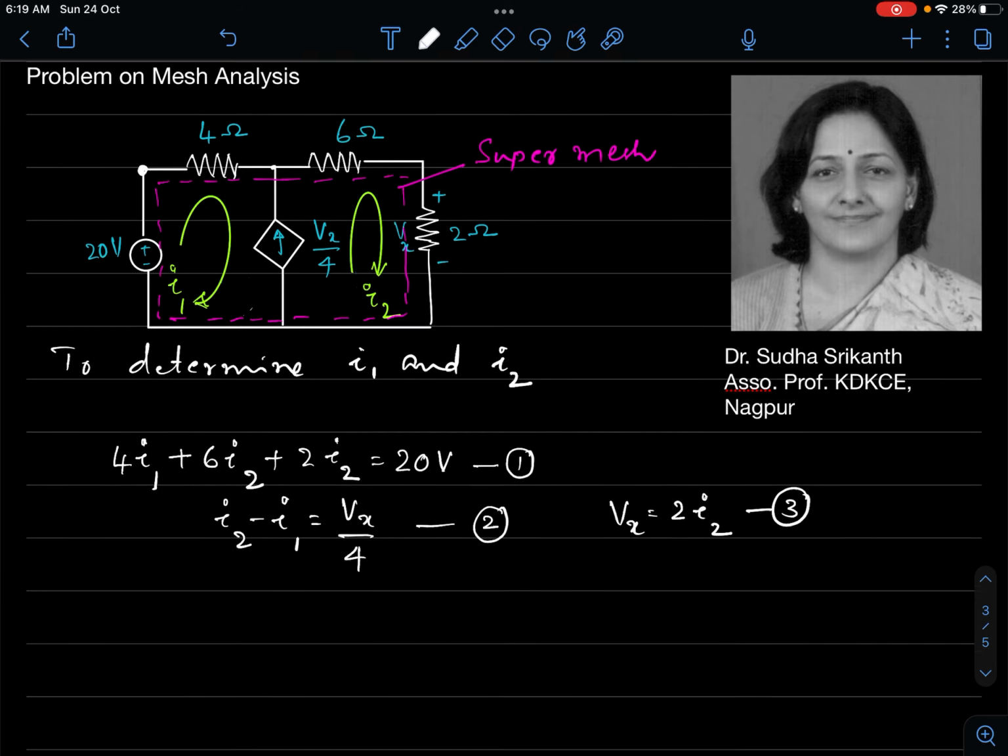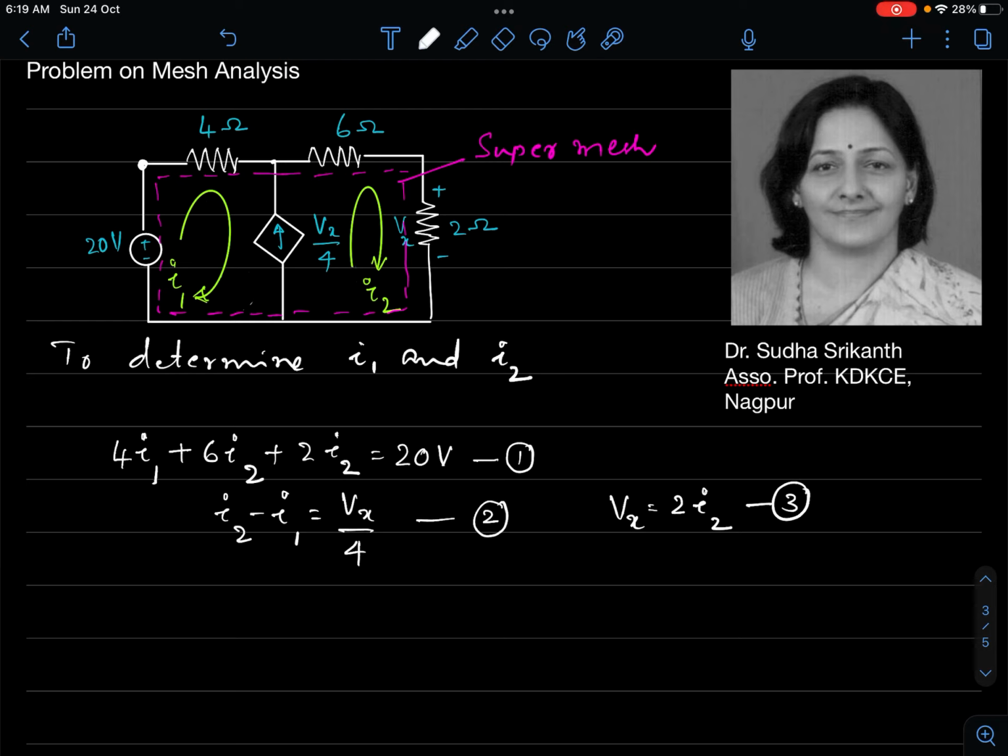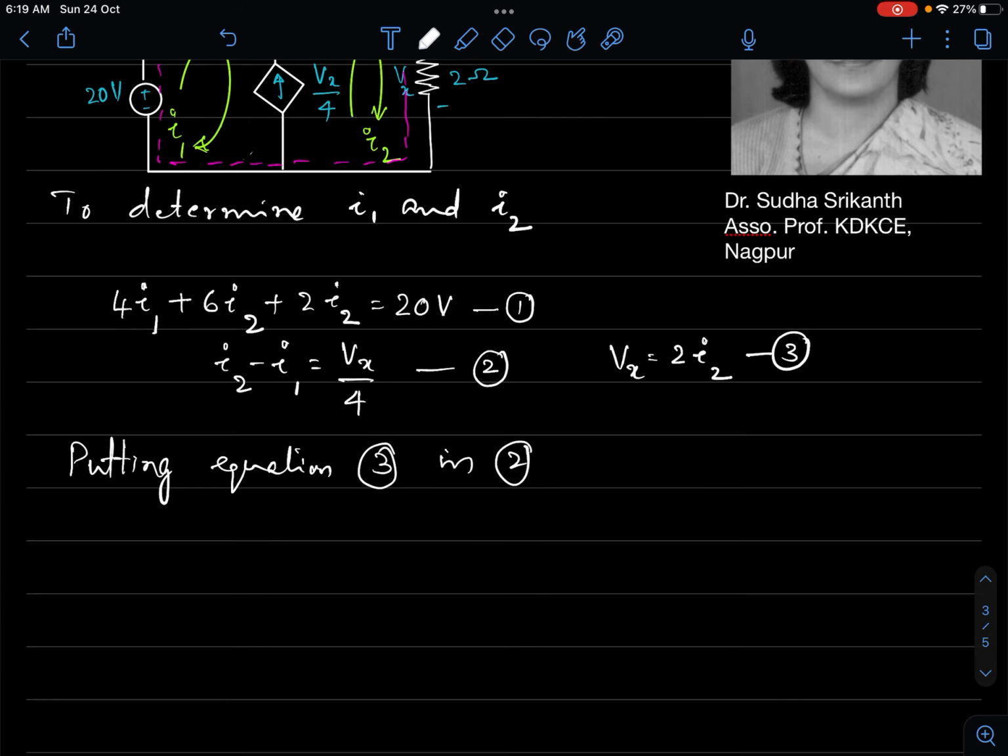Let us try to substitute one in terms of another and obtain the results. So I will try to substitute and solve. What is Vx? Vx equals 2I2. I'll put this in; the rest is very simple. I'm trying to substitute equation 3 in equation 2. Whichever way, all you have to do is solve for I1 and I2. So that comes out to be I2 minus I1 equal to, for Vx, I'm substituting 2I2 divided by 2. So my 2 and 2 would get cancelled off.